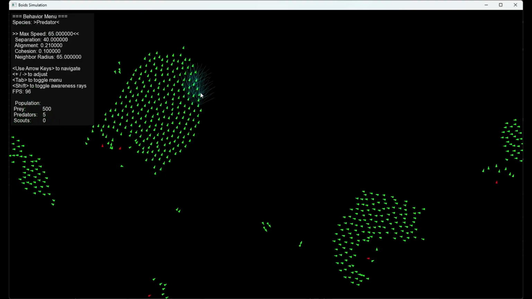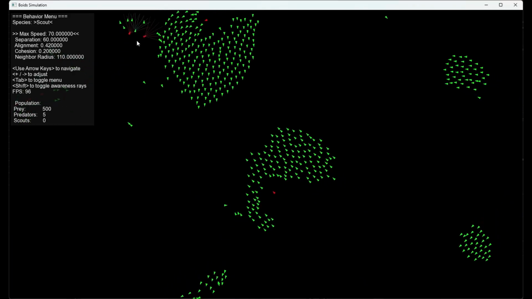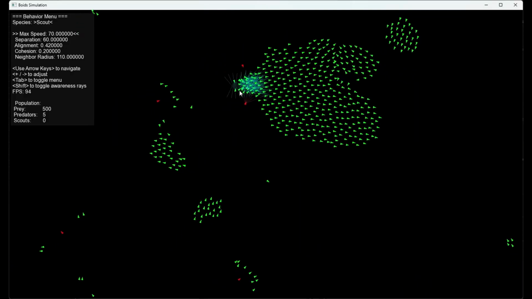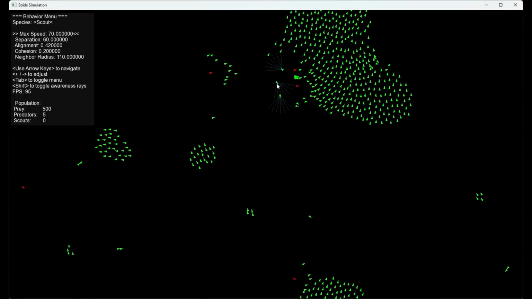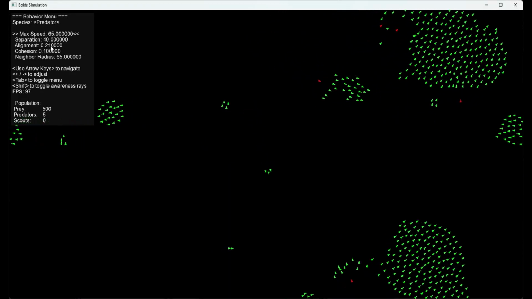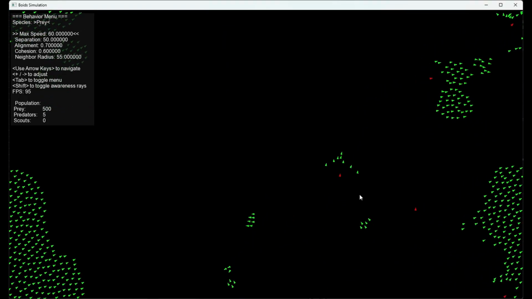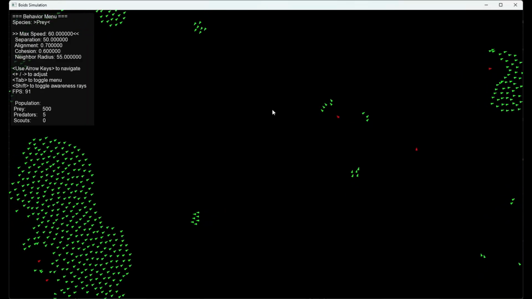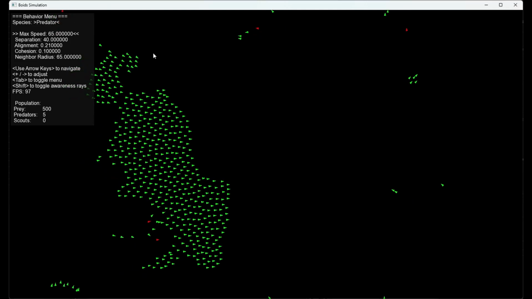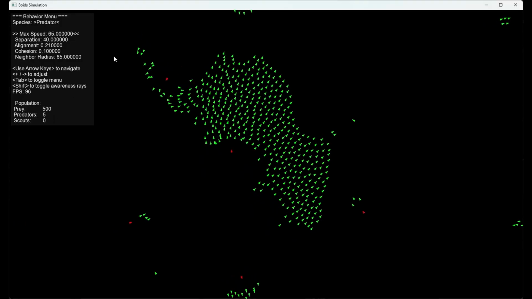And also one thing of note is that the predators have a higher separation value than the prey, so they don't want to be close to other predators. They don't mind getting nearby, but they don't want to be right up next to them. And also their alignment is actually much lower than the prey. The predators don't tend to really care very much about other predators, but they don't really seem to mind them existing. And this is with 500 prey and 5 predators.